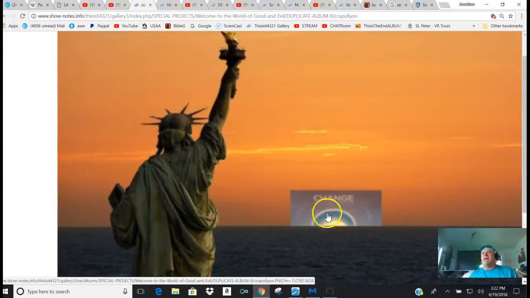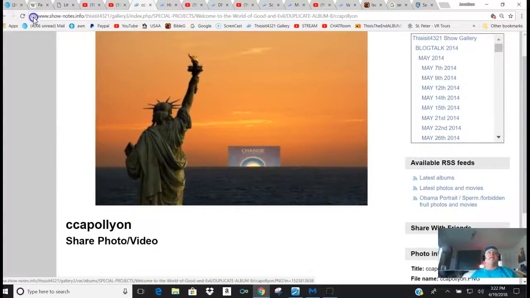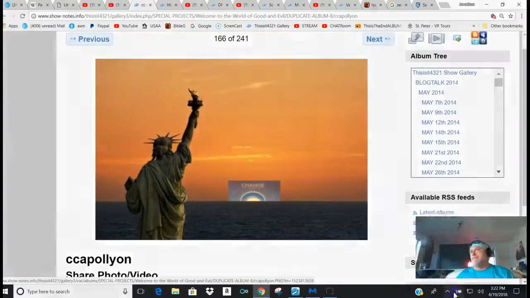And she's waiting for the sun to come up, which is a representation of the angel of the bottomless pit, Apollyon, rising up out of the pit. All this stuff is completely connected.